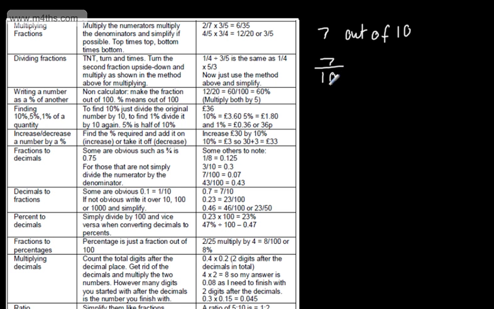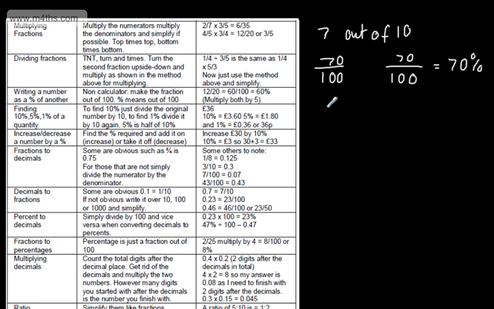Now, percentage means out of 100. So what would I have to do to turn the denominator of this fraction into 100? The answer is multiply by 10. Therefore, if I'm going to multiply the denominator by 10, I need to multiply the numerator by 10. 70 out of 100 is 70%, 70 per 100.